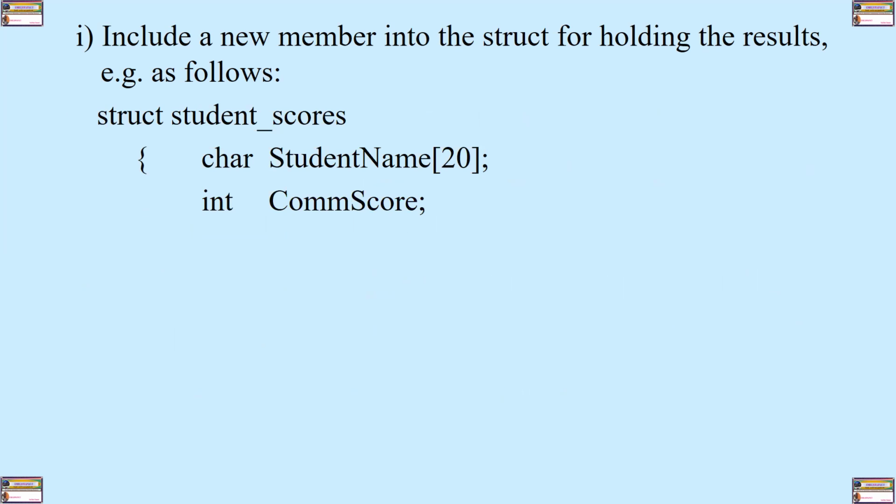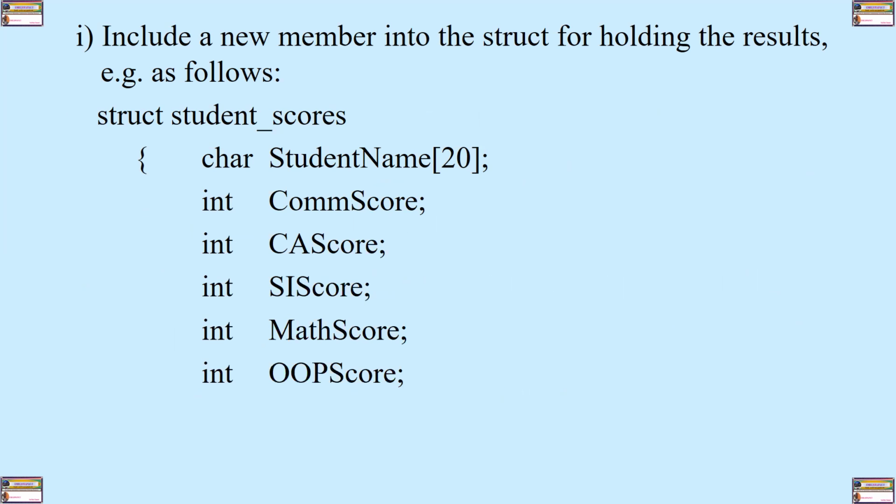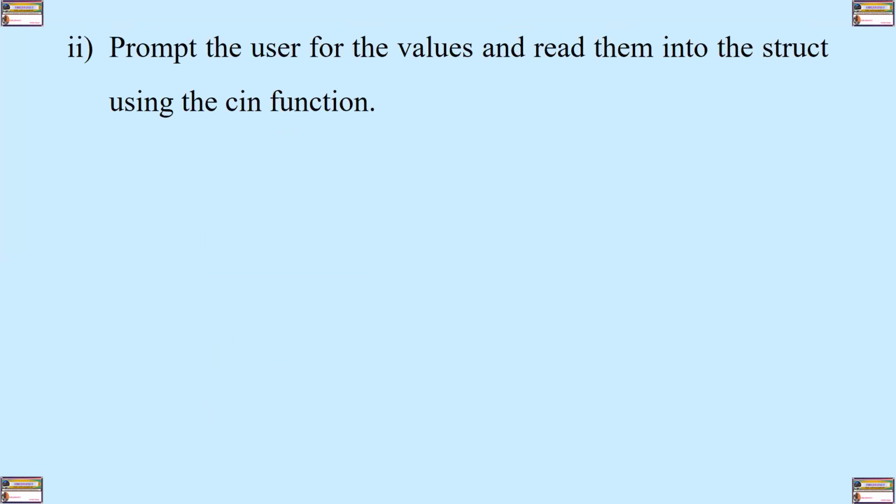So in this case, what we are doing is we are just adding this member here so that this member can hold the total for the values that are entered. And our variable for this structure is student1. This structure is the same one, like the one I've demonstrated, called student scores, but now we have added an extra member, sum, which is expected to be used to hold the sum of the values in the structure. Then we prompt the user for the values and read them in the struct using the cin function.